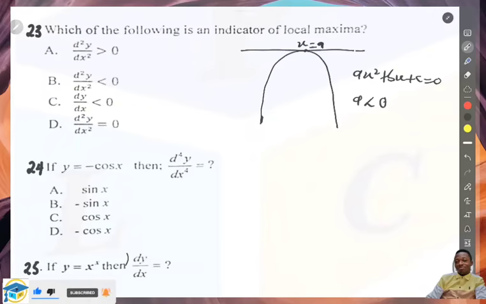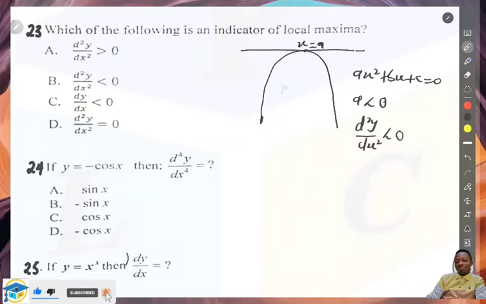We are also saying that when we differentiate a maximum curve for the second time, d squared y over dx squared, the result you get should be less than 0. If you are getting less than 0, that means the curve is a local maximum curve. So these are the parameters to indicate whether a curve is a maximum.